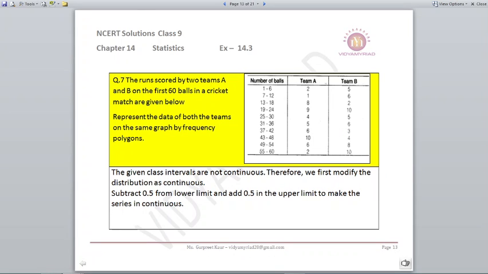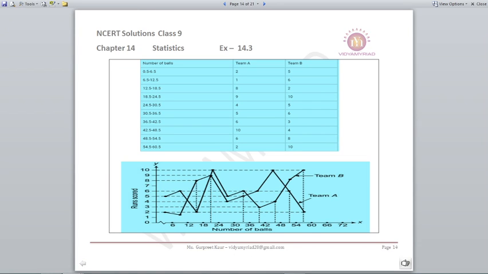Now we have number of balls, team A and team B. Now if you look at the series, number of balls 1 to 6, 7 to 12, 13 to 18, they are not continuous series. So first of all, we will change it and make it into a continuous series by subtracting 0.5 from the lower limit and adding 0.5 to the upper limit. So we have reworked it, we have represented team A and team B, and with the help of a line graph, we have framed our number of balls on the x-axis and runs scored on the y-axis.